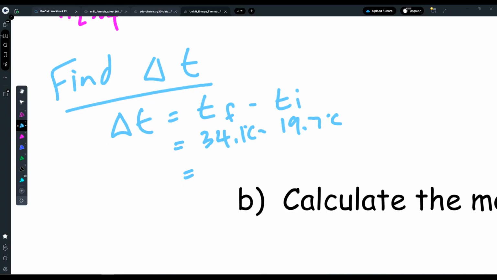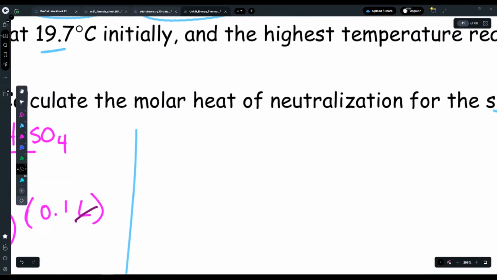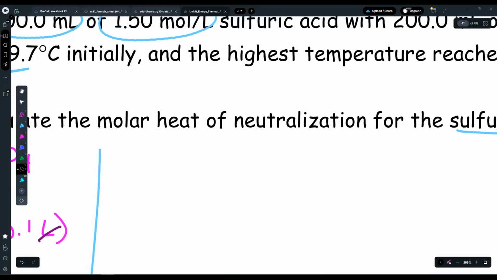So then that's going to give us positive 14.4 degrees Celsius for a change in temperature of both the acid and the base. So again, because a neutralization reaction is an exothermic process, that means that our system is going to lose heat, but the surroundings is going to gain the heat.